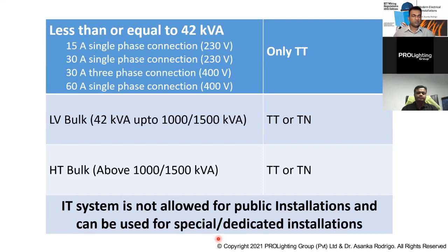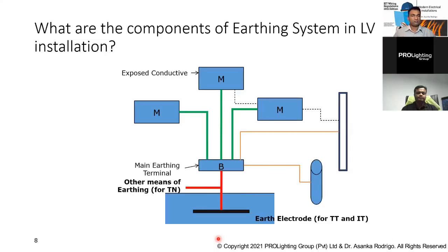There is no other reason, because when you look at many developed countries, they have a distribution system, but they run a separate earth conductor from the source to the supply point, so they are running with TN systems. But in Sri Lanka, we are running with the TT system only for distribution connections. But for MV bulk and LV bulk, you can easily go with the other types of earthing arrangement. That is one thing I want to highlight.